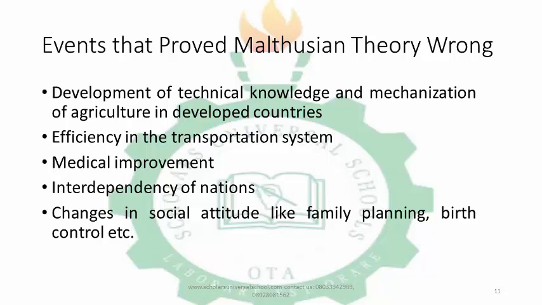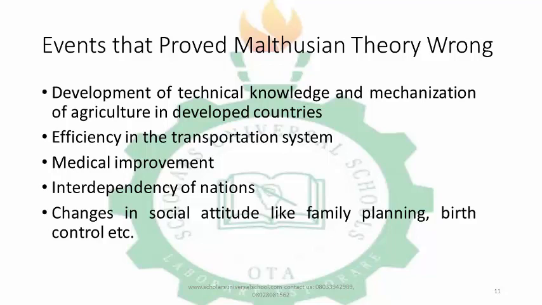This also occurs in most of the developed countries where they have improved means of transportation. So the food production is being moved from the production site to the average citizen of that country. So this has helped to make sure that the food or resources are provided for the population of that country. The third event that has proved this theory to be wrong is improvement in our medical system.